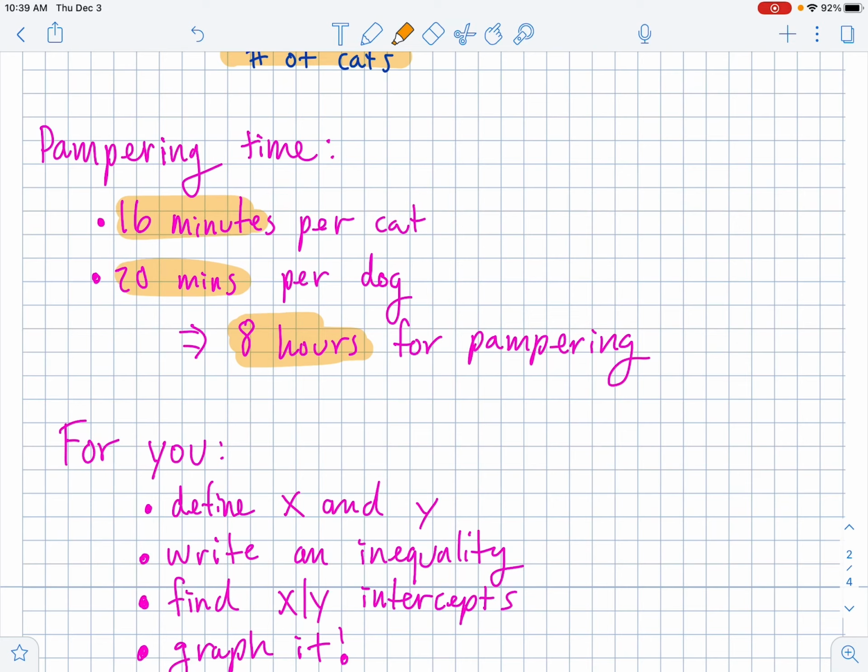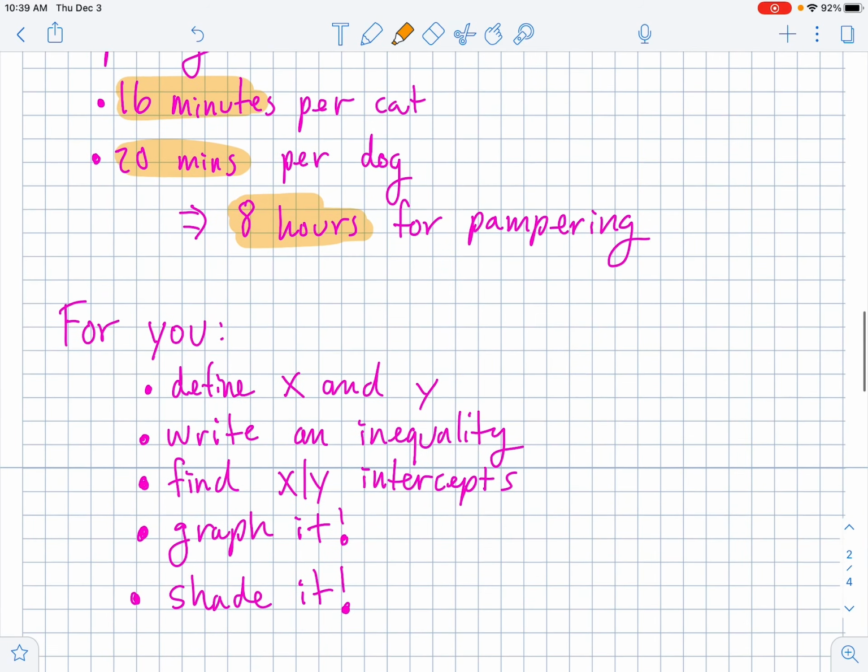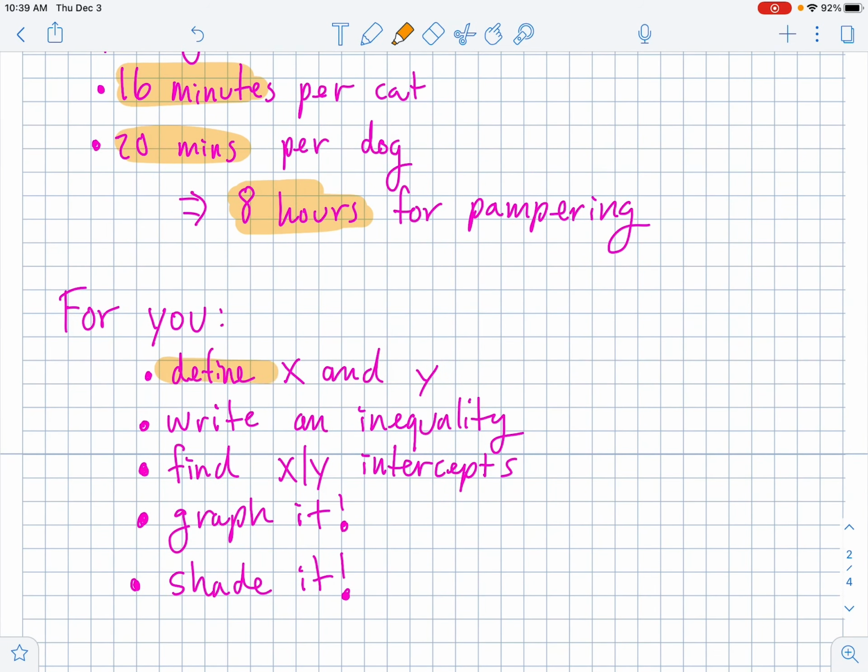So what you need to do is basically do everything I just did with the first problem about feeding, but do it for pampering. The steps I need you to take: define what X and Y are. Like, say X is equal to whatever and Y is equal to whatever. You should always do this with word problems where you're using variables. Then write an inequality, very similar to Carlos's inequality, but one for Carlita. Then find the X and Y intercepts by making X and Y 0, sketch a graph, and then pick a point, test it, and shade it.